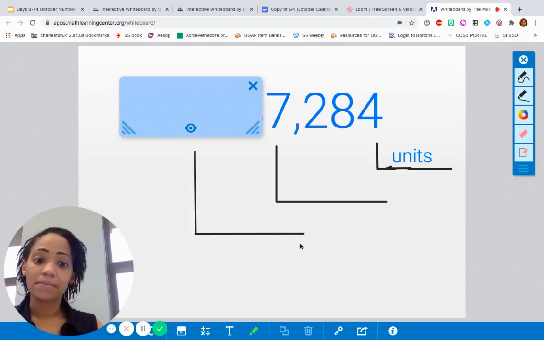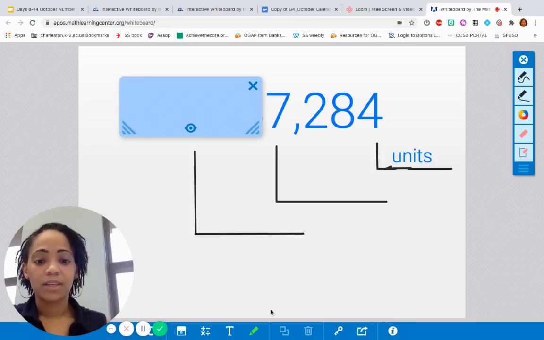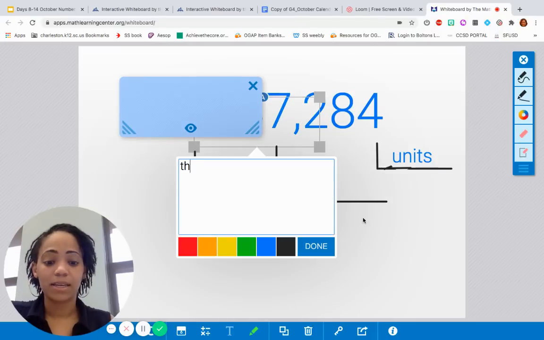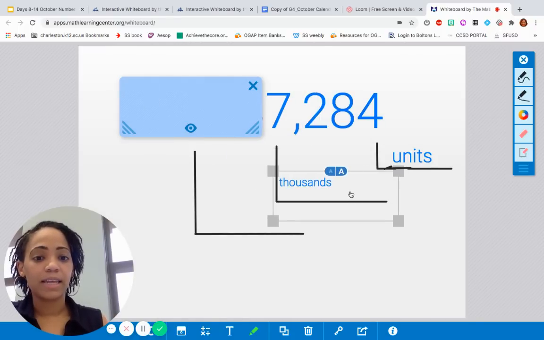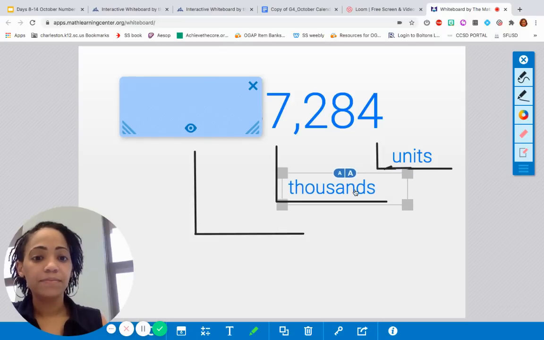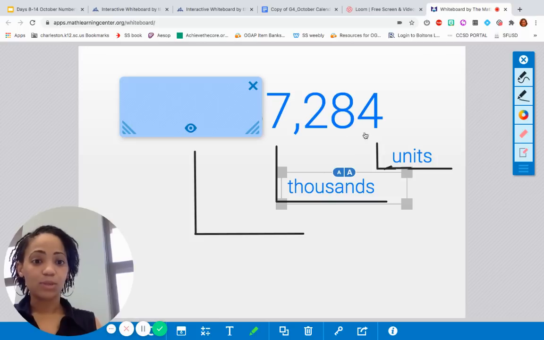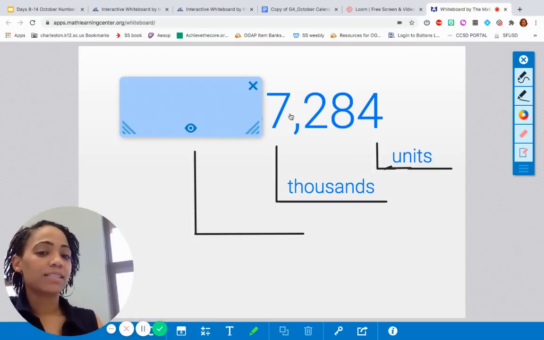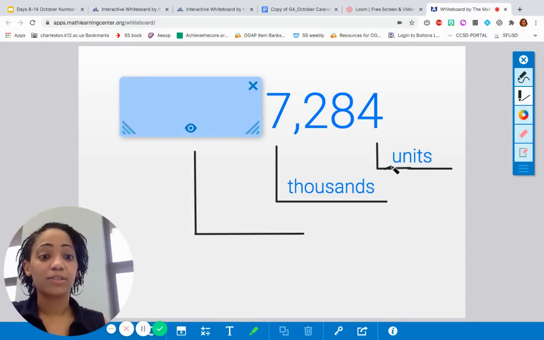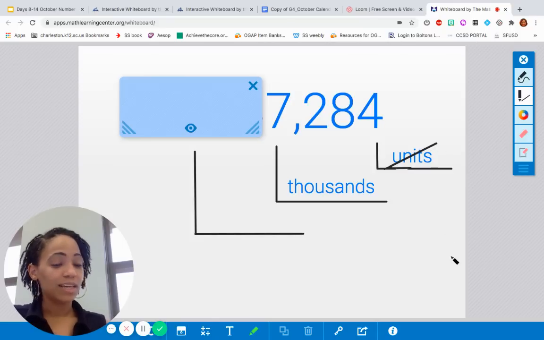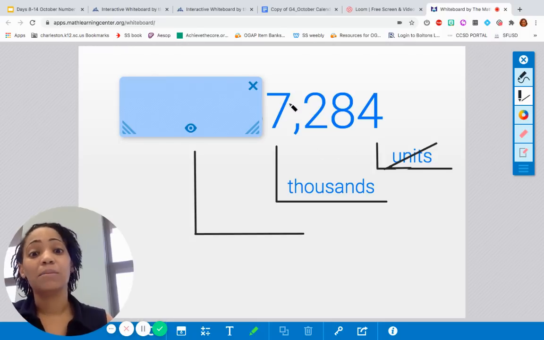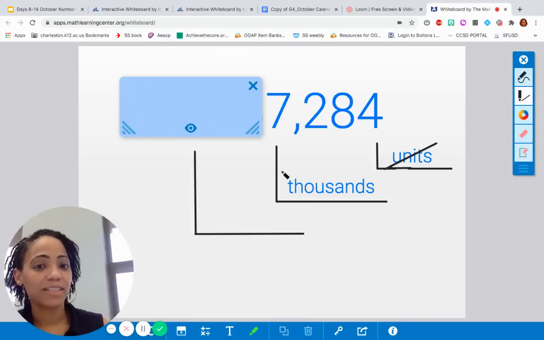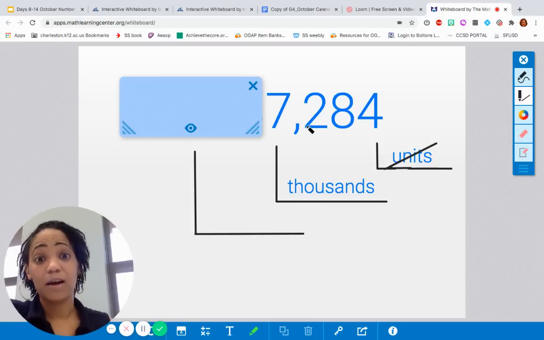What place is the 7 in? Yeah, it's in the thousands place. Right. So how would I say that number? 7,284. You're right. Now, do I say 7,284 units? No, I just say 7,284. So I'm going to actually cross out units because that's just understood. We know that we're talking in terms of ones when we end that number. But we definitely say thousands, and that's indicated by this comma that we have right here.